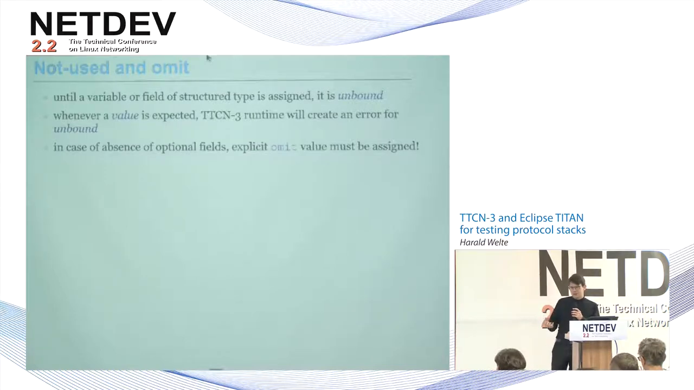And the runtime of this takes care that whenever a value is expected, and you have any unbound members in your data type or any unbound variables, there will be a runtime error. It will basically tell you you cannot transmit this or you cannot use this in this context because it has not been fully specified. There are some members or some variables that are not assigned values. And in the case of optional fields, you basically have to say omit. So you have to assign this particular optional structure member.